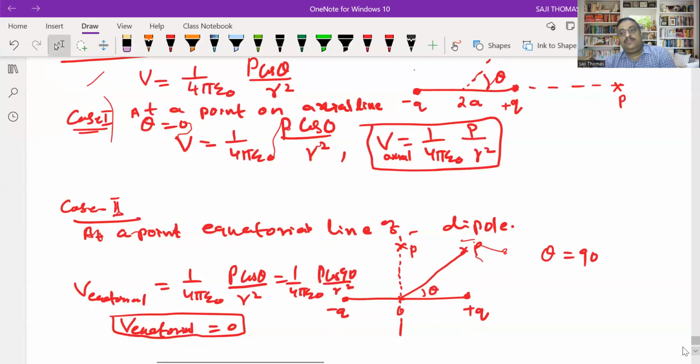Okay, this derivation is an important derivation for the board exam.